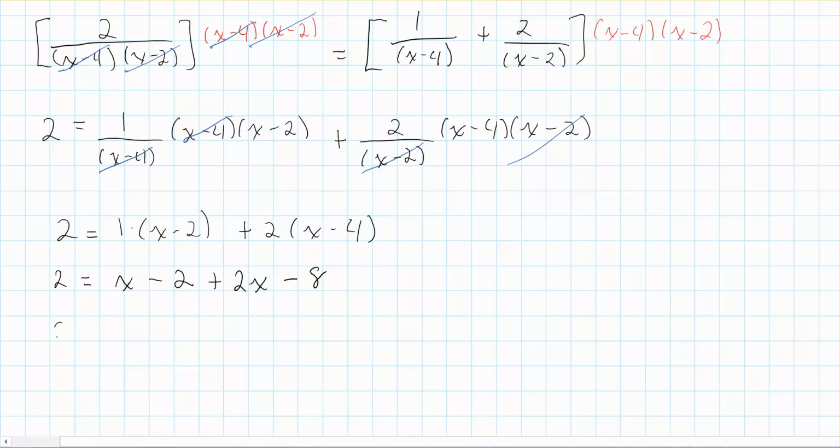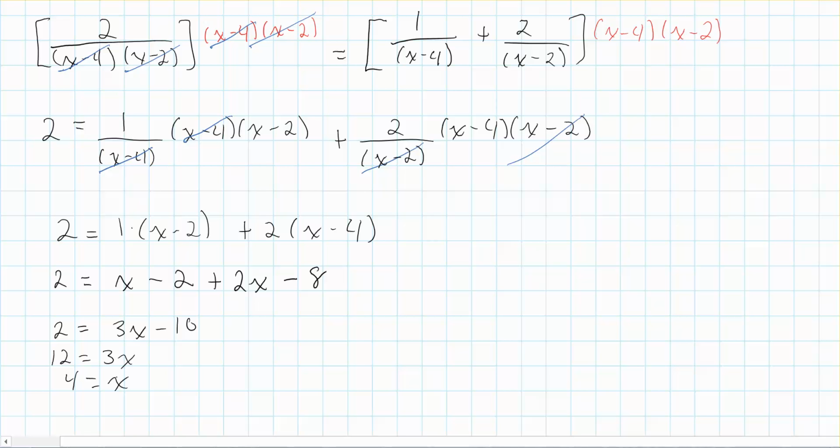So then we'd have 2 is equal to 3x minus 10. To finish solving this, we would add 10 to both sides, of course. So you get 12 is equal to 3x. Divide both sides by 3, and you get 4 equals x.